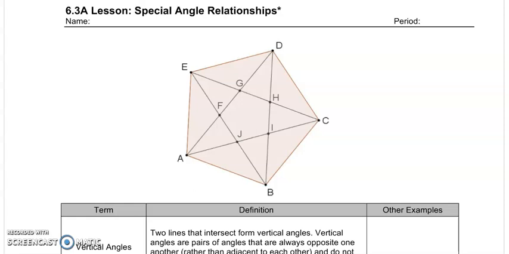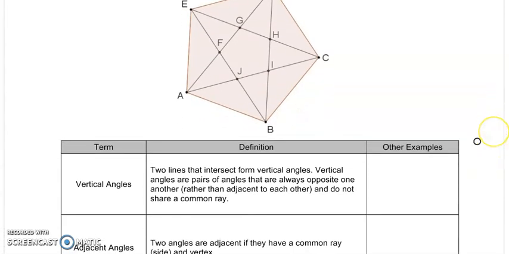This video is going to cover our 6.3a lesson, Special Angle Relationships. And we're going to start off with two vocabulary words. The first one is vertical angles. Two lines that intersect form vertical angles.